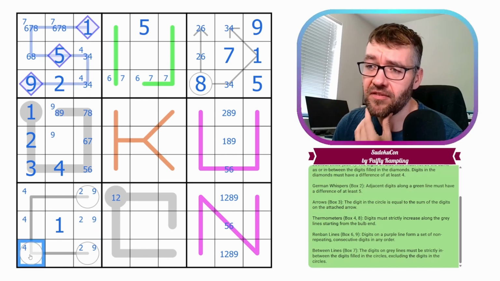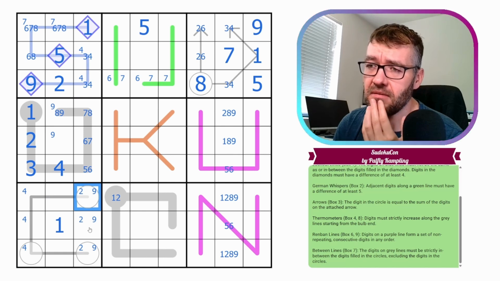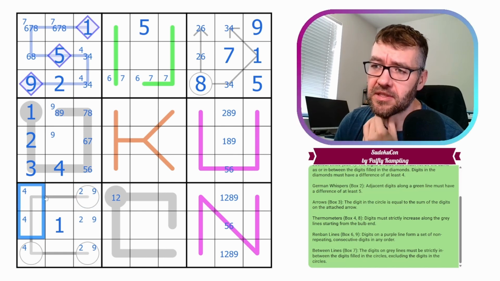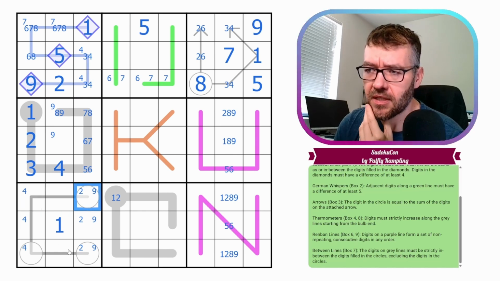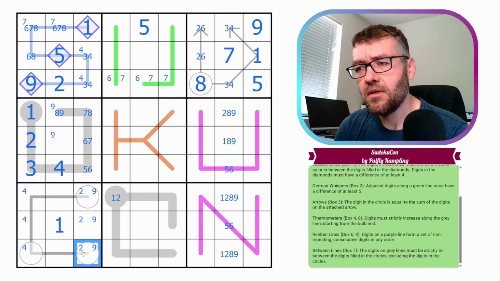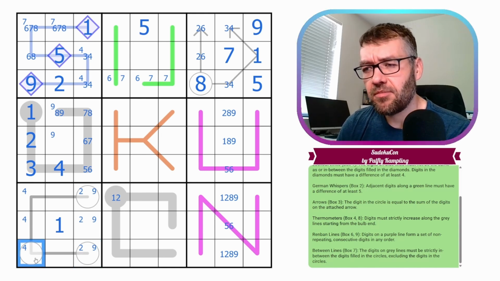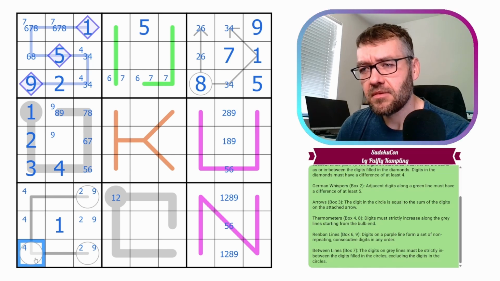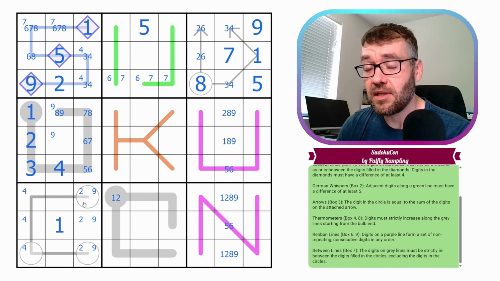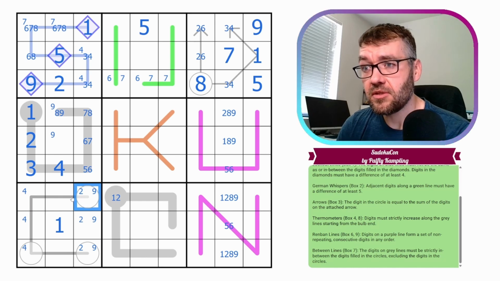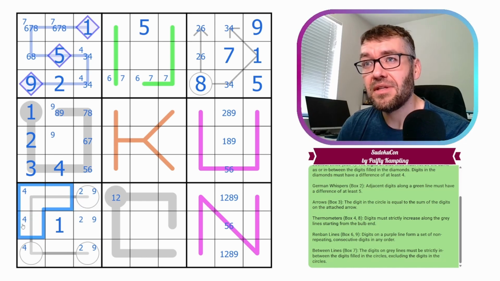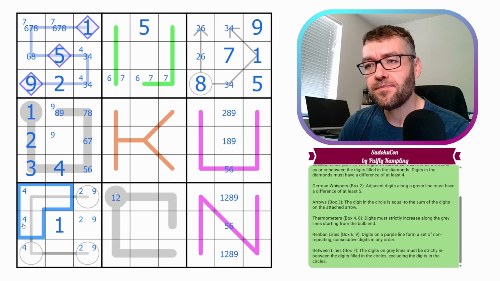Could this be a 5? If this is a 5, this would have to be a 9, and then this would be 6, 7, 8, which would make this a 9. This would have to be low. Does this have to be a 4 or 5, basically, is what I'm thinking. Because if this was a 6, what's this number? This would have to be a low number. It'd have to be a 2. This would be 3, 4, 5. That works too. Dang it.